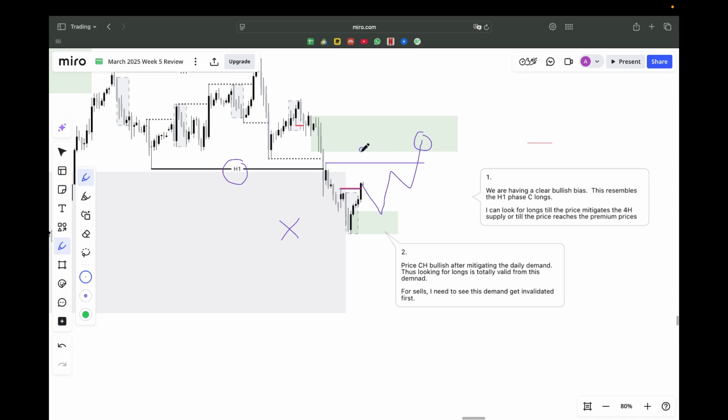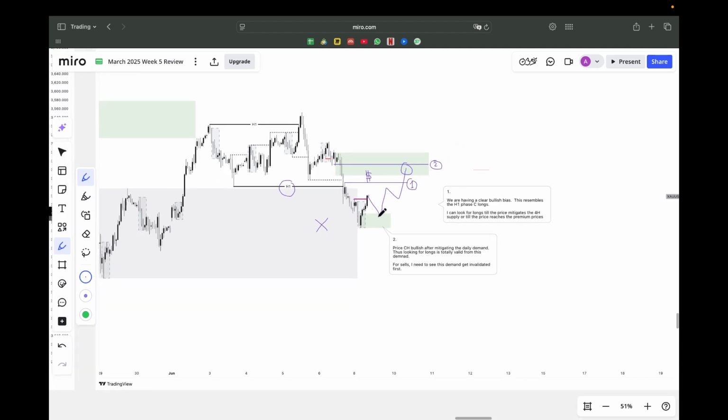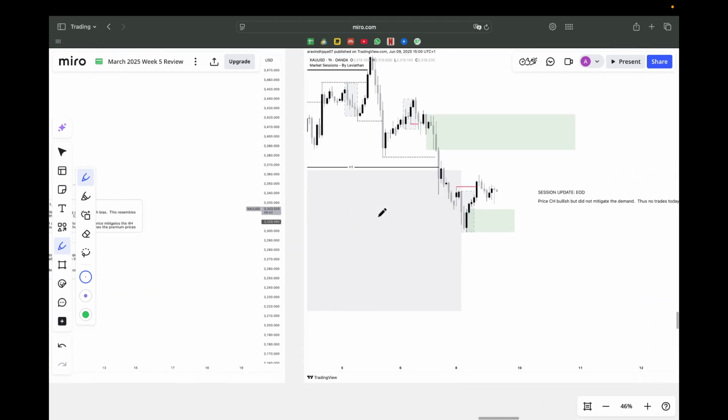having this as the inducement. So if the price fails to mitigate that supply, at least the price will take out the buy side liquidity. So this can be my first target and this can be my second target. 50% of this one would be my second target. If the price comes into this POI and if all the M15 criteria are met, I can look for buys. So that's what the game plan is.